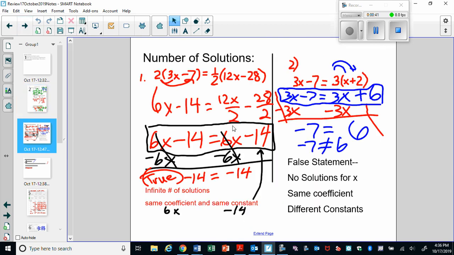This page involved determining the number of solutions. Some problems, if the coefficient and constant are the same, you have an infinite number of solutions. Here, same coefficient, different constants, then you don't have any solutions whatsoever for your variable.